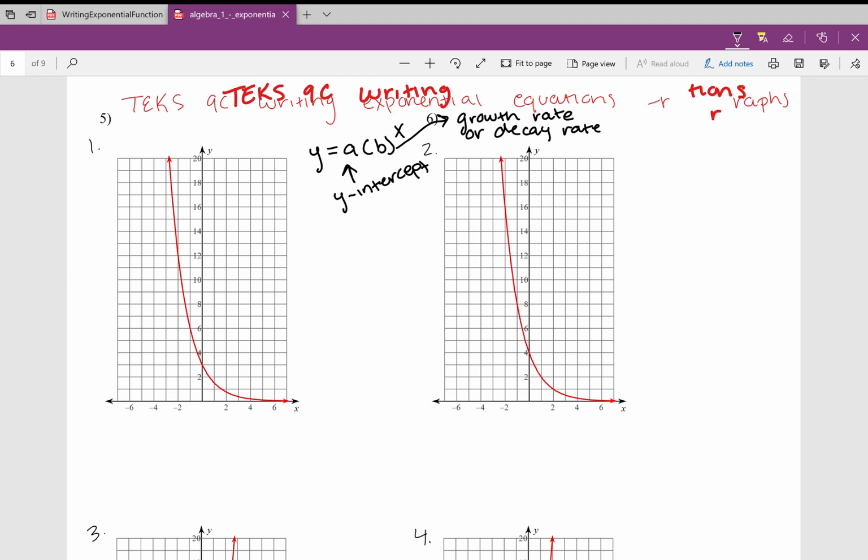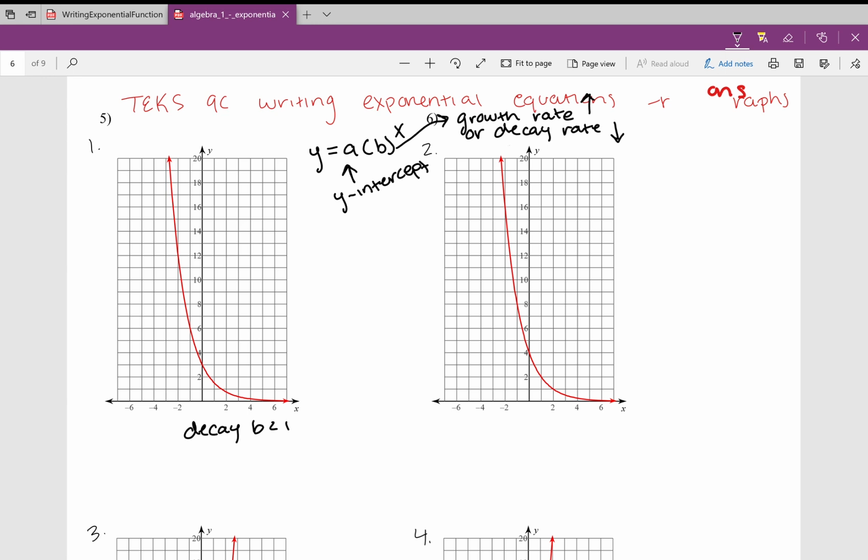So what we're going to do first with all of these graphs is first determine if it is a decay or a growth. And remember, when we're looking at graphs, we know it's a decay if it's going down, and it's a growth if it's going up. And remember, we read it from left to right. So on number 1, from left to right, we notice that this is going down, so this is a decay. And since it's a decay, we know our b value has to be less than 1. So let's keep that in mind.